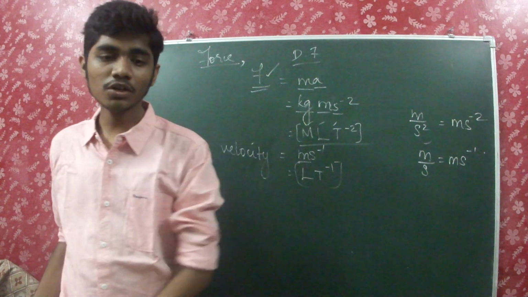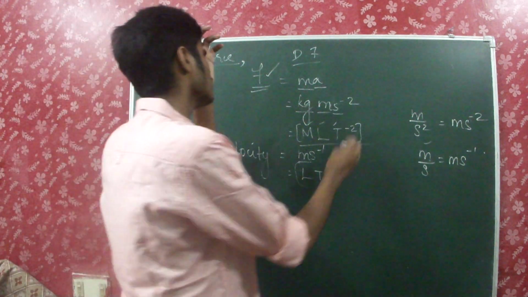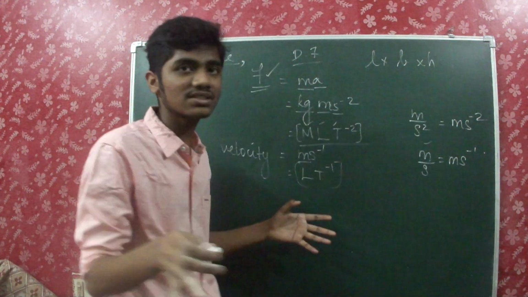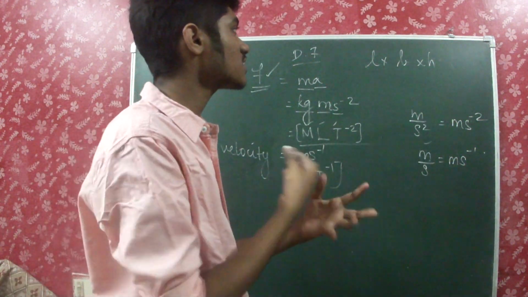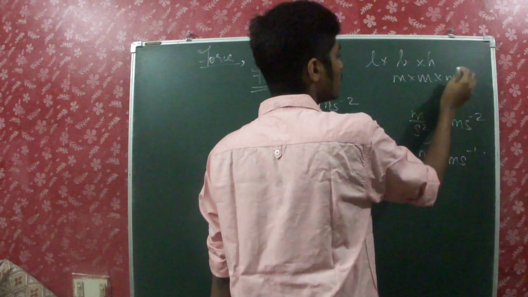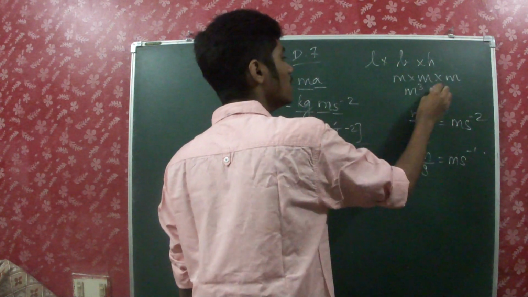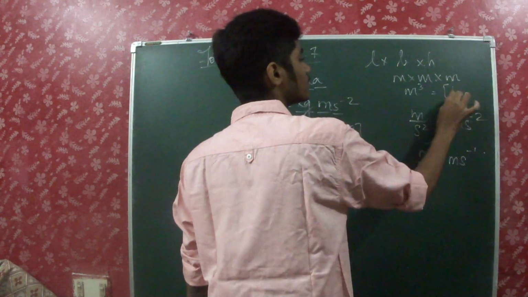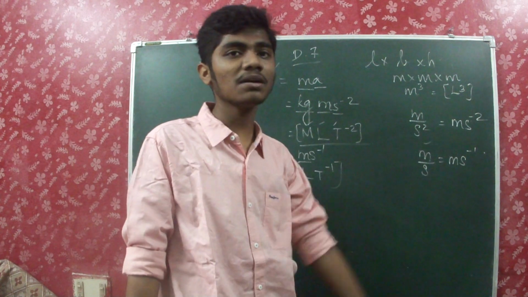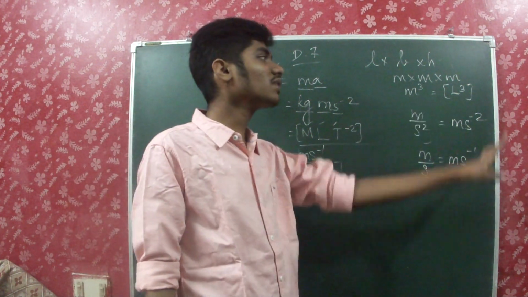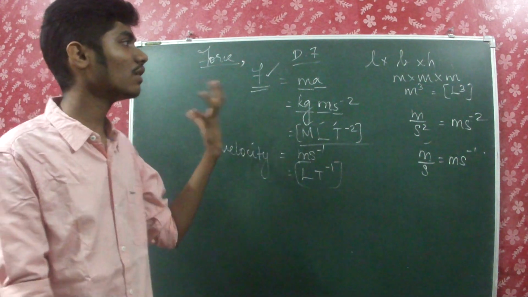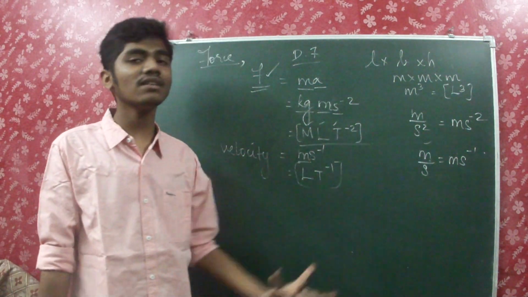Also for volume, what's the formula for volume? Length into breadth into height. After all, they all are lengths, measured in meter. So we can put it as meter into meter into meter, which is meter cube. So you can put it as L cube. Don't confuse it: I should not put it as M cube, that's wrong. Meter cube, so you can put it as L cube. So this is what a dimensional formula is, and this is how you can derive them.